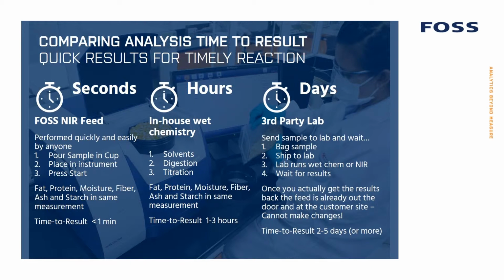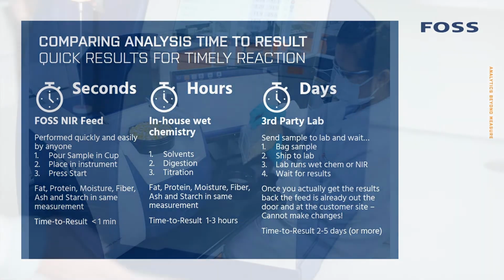This simply illustrates that only NIR is uniquely able to produce results fast enough for real-time decisions. And this is important if you want to have analysis results before you receive a load of ingredients, for example, or before you ship a lot of finished feeds. Getting results in hours or days just isn't useful for these purposes.